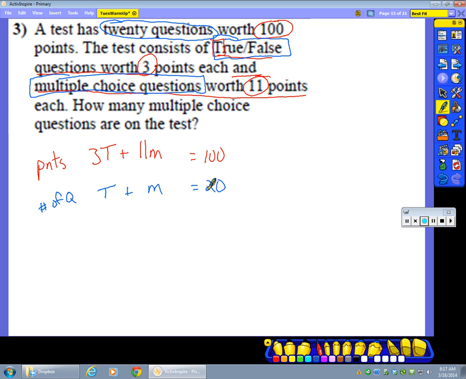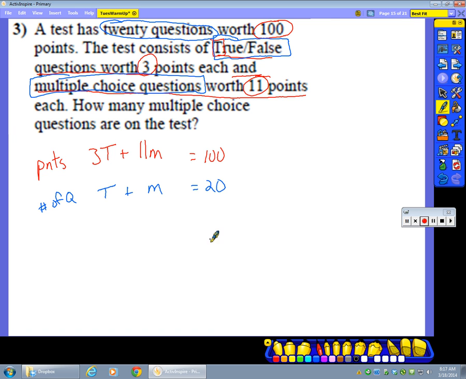So what this second equation means is however many true-false questions plus however many multiple choice questions is going to equal 20 questions. So you see, all of the first equation is talking about points, all of the second equation is talking about the number of questions.